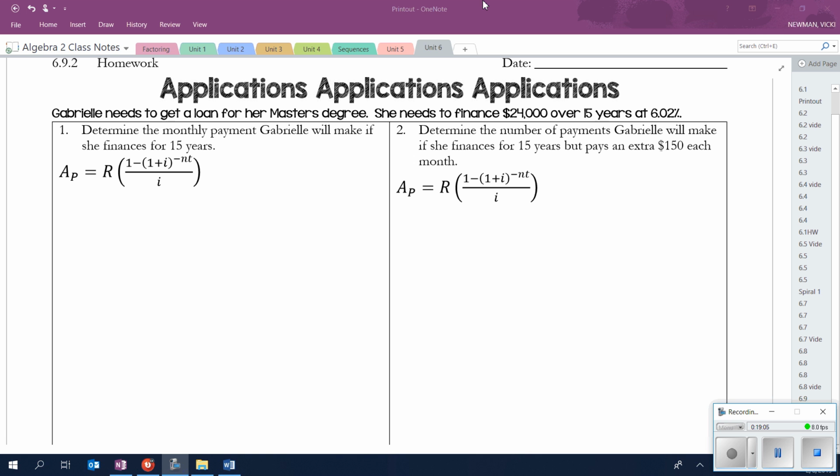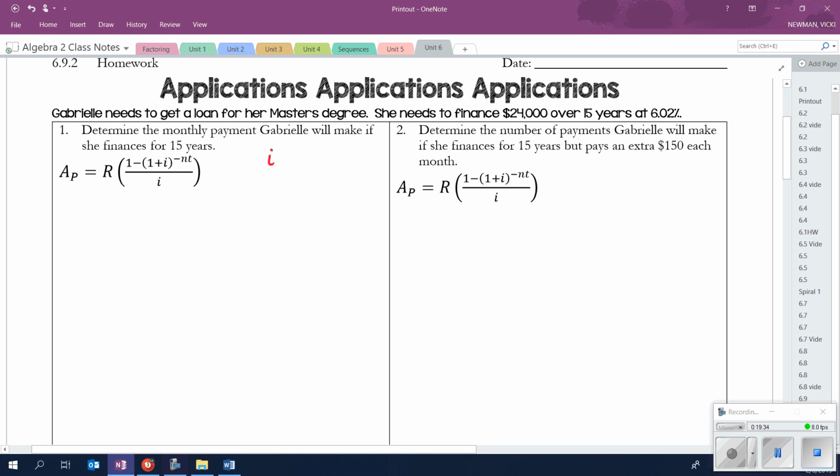Gabrielle needs to get a loan for her master's degree. She needs to finance $24,000 over 15 years at a rate of 6.02%. Right now, I want you to find the monthly payment that Gabrielle will make if she finances for 15 years. Okay, go ahead and do that. Number one. I want to do number two with you, though.